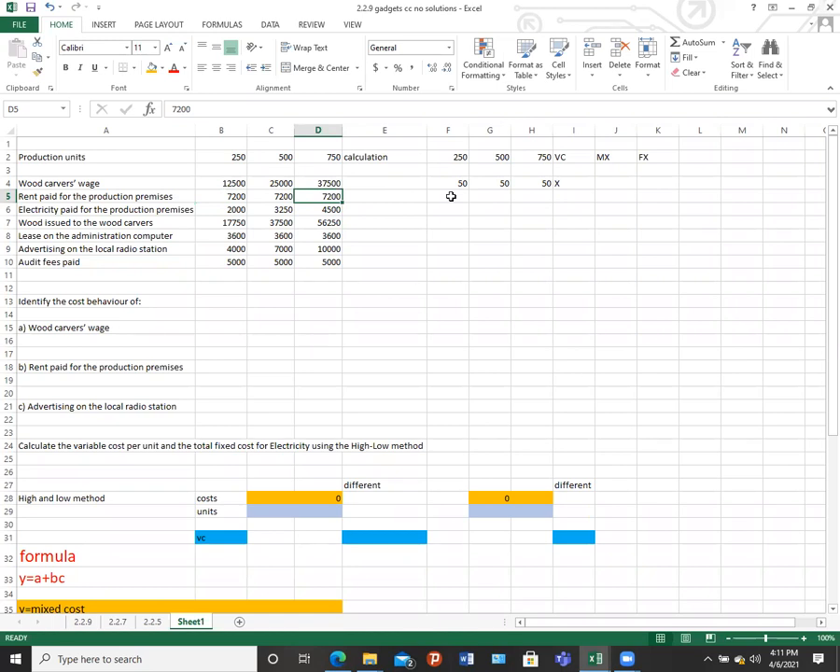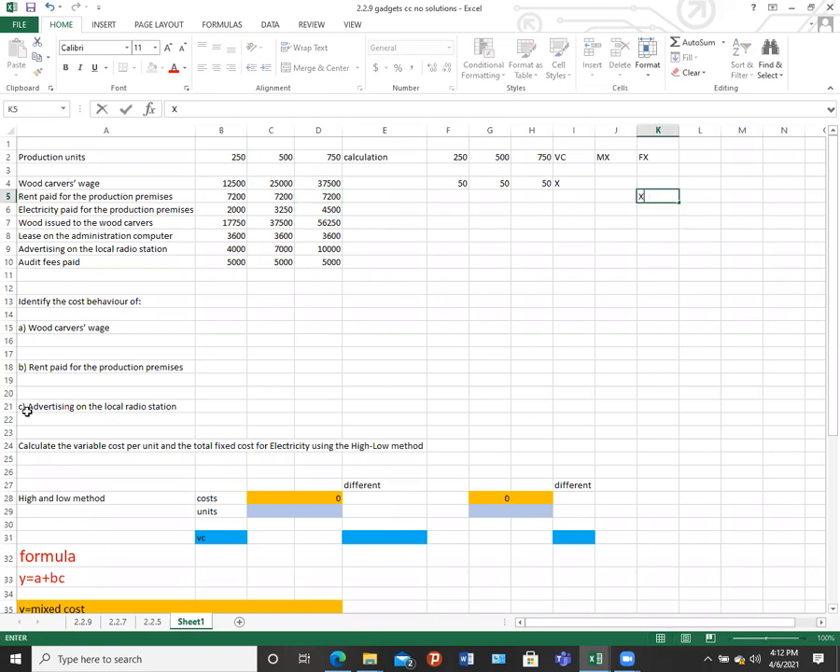Sorry? It's a fixed cost, sir. This one is a fixed cost. Don't get confused. You may calculate or you may not calculate, you can just tell them this one is a fixed cost because the total cost remains the same while the units produced change. You see, which means this one is a fixed cost, guys.